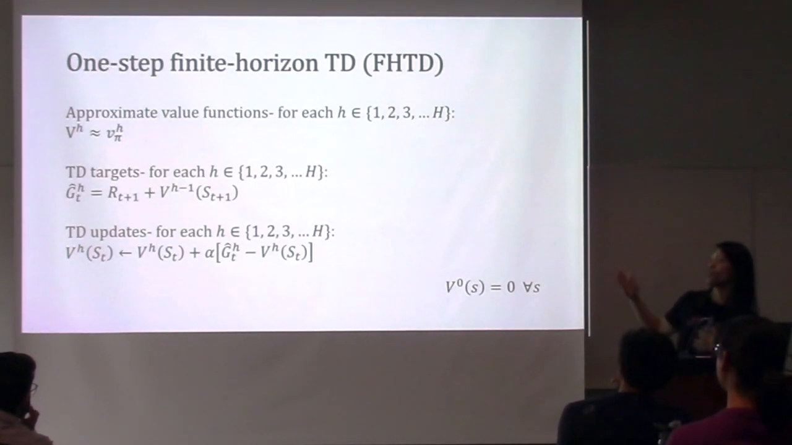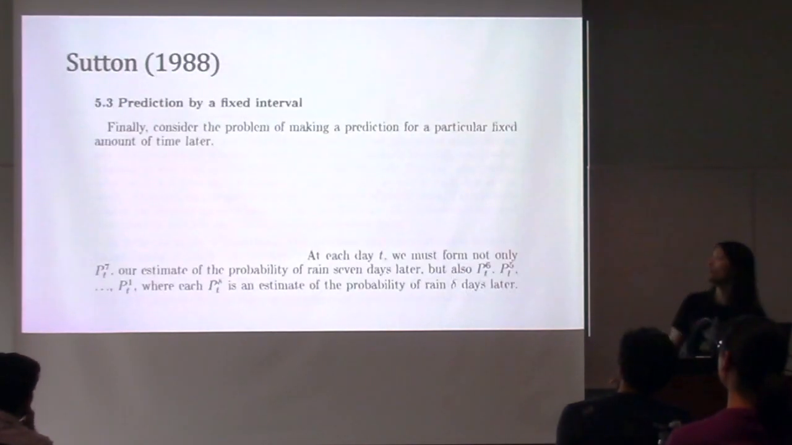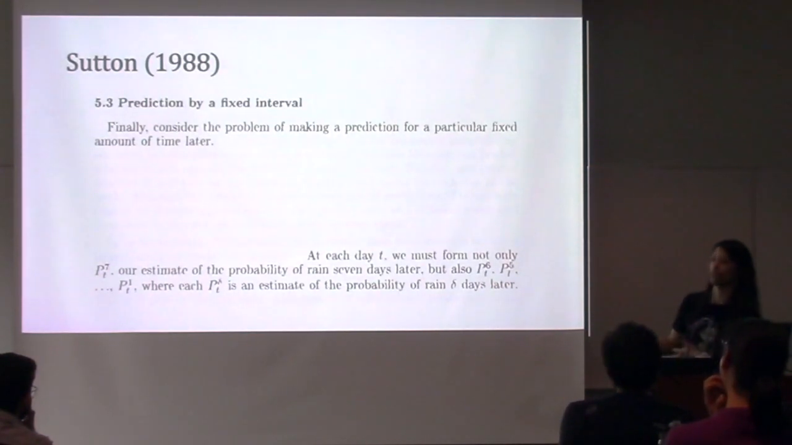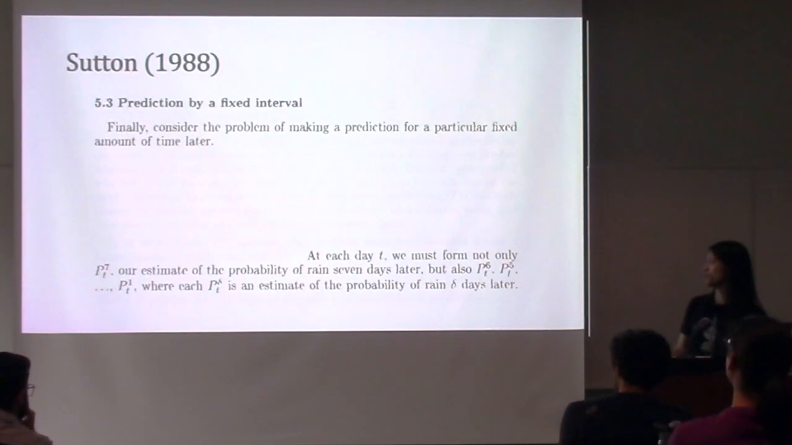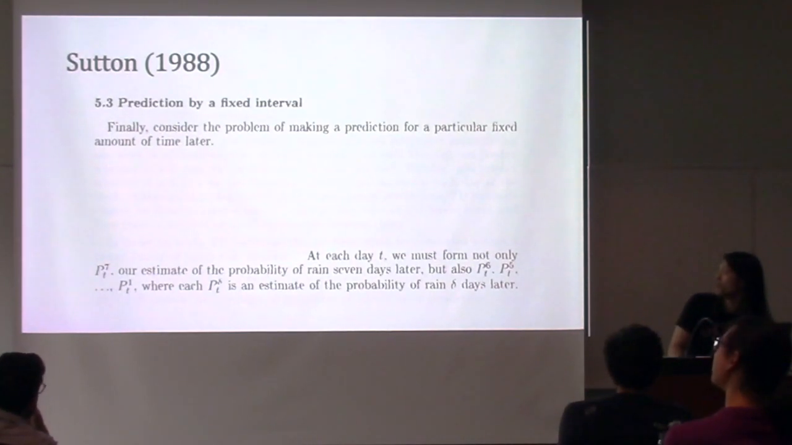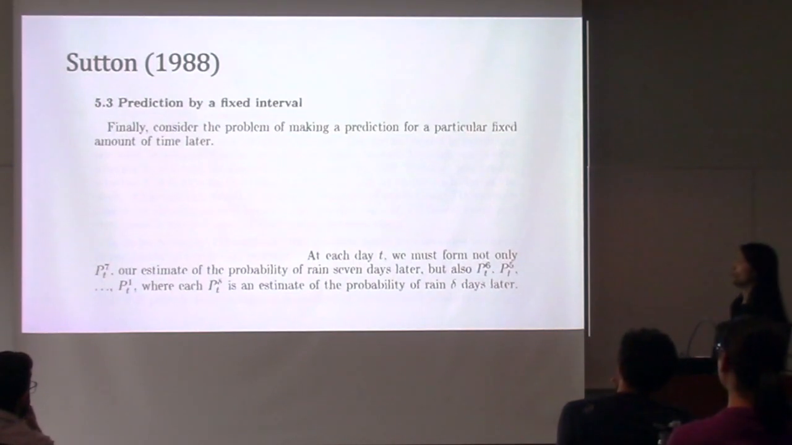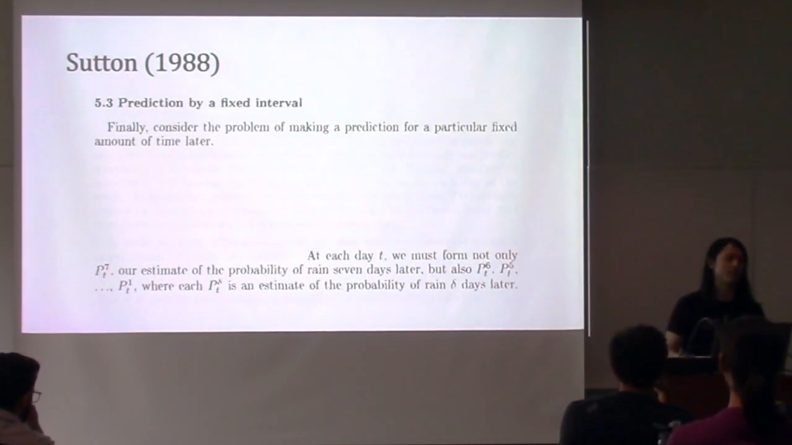But this idea isn't new, that you can do this with TD. It turns out that there's a paper from 30 years ago that has a section about predicting over a fixed interval, which describes this whole process of finite horizon TD, where it says if you want to predict what happens 7 days from now, you need to know what happens 6 days from now, 5 days from now, all the way down to 1 day from now. But as far as I can tell, this wasn't really tried in a reinforcement learning setting. Maybe people didn't really think about the motivation behind it or why you would ever want to do this. So hopefully this talk is going to try and motivate why this is interesting and why you might want to do this.